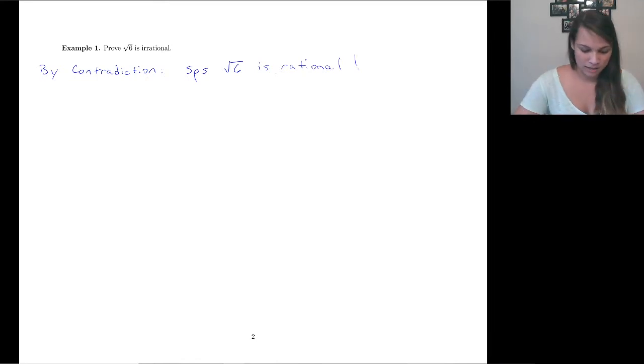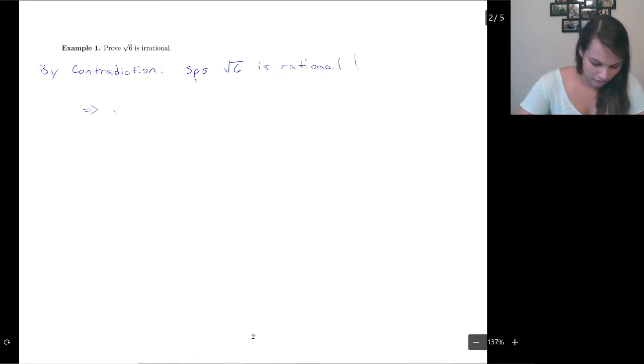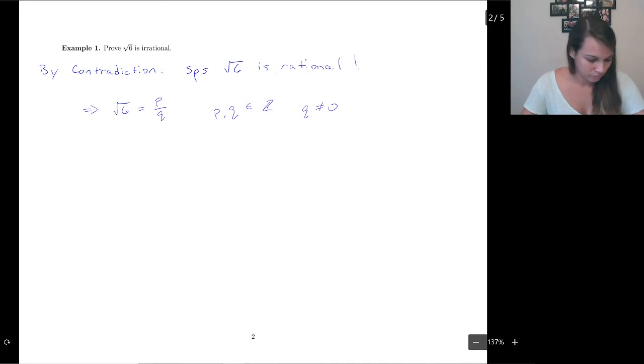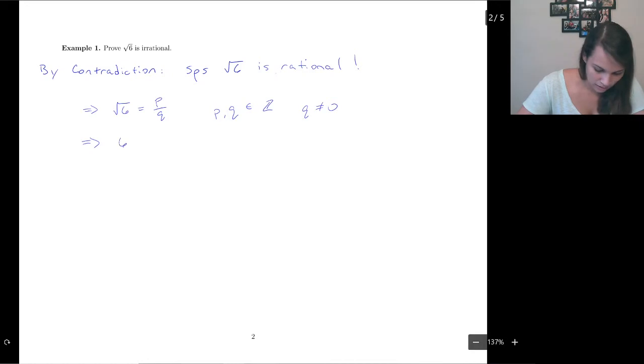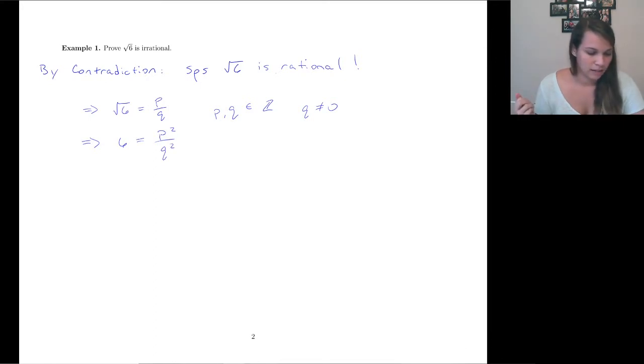So then we apply the definition of rational. We say the square root of 6 will then be equal to p over q. And then p and q will have to be integers. q can't be 0. Okay. So then we can square both sides. We can say that 6 equals p squared over q squared. And then we can solve that.